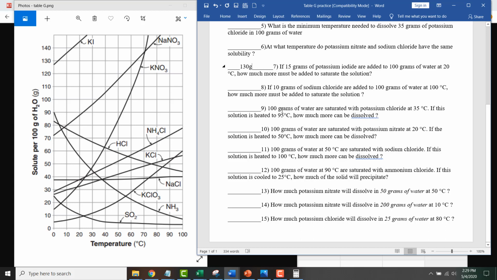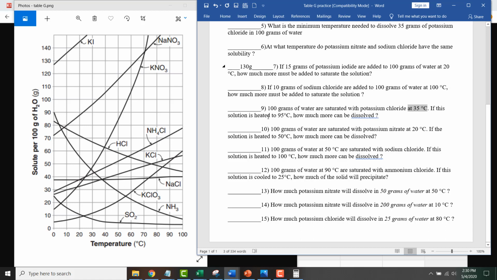And so 100 grams of water are saturated with potassium chloride. Potassium is K, chloride is Cl, so KCl. So we're dealing with this one. Again, look at where the arrow is going. It's this curve right here that goes all the way down. We want to make sure we're looking at the right one and we're at the right temperature. So 100 grams are saturated at 35 degrees.